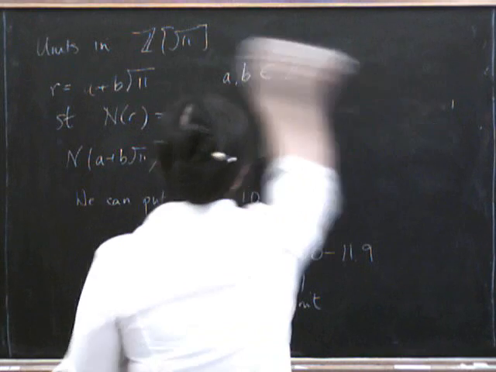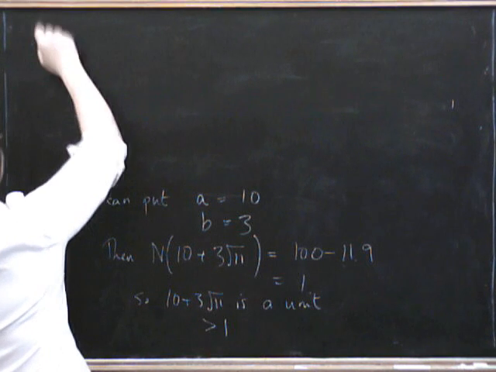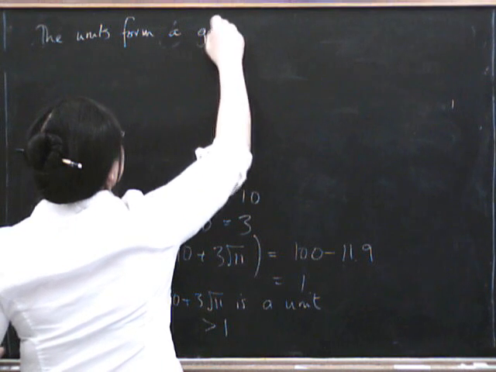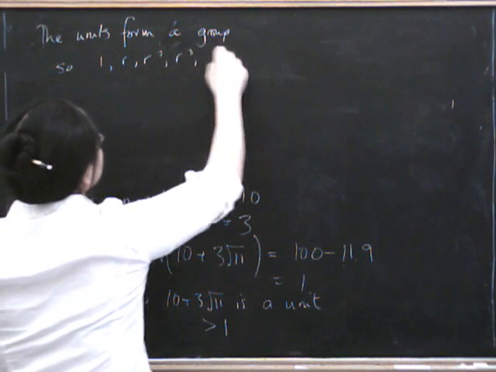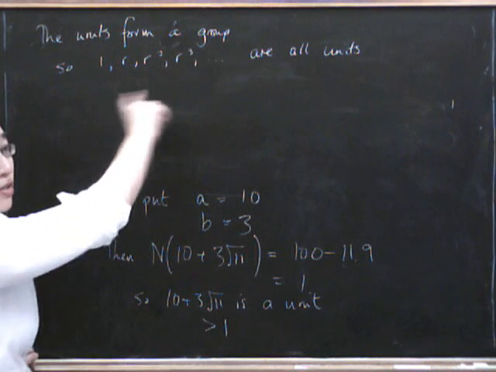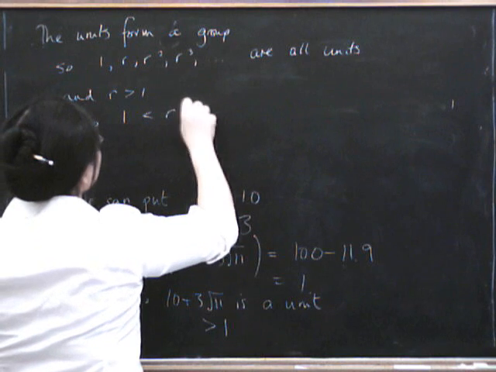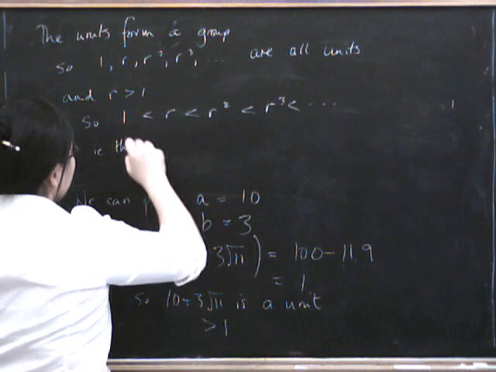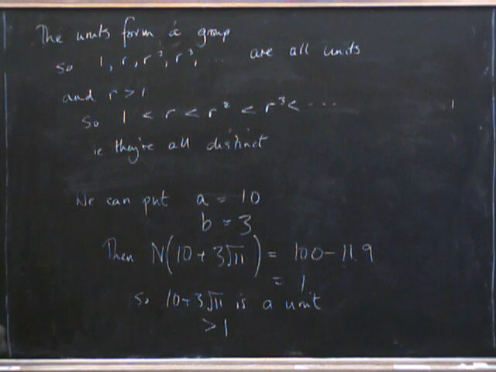So what we're saying here is that the units form a group, so 1, R squared, R cubed, and so on are all units. And the significance of R being greater than 1 is that we know that these are all different. R is greater than 1, so 1 is less than R. When you square them, that means they keep getting bigger. So they're all distinct. So that means that we've got an infinite number of them. Okay, so that deals with question 1.